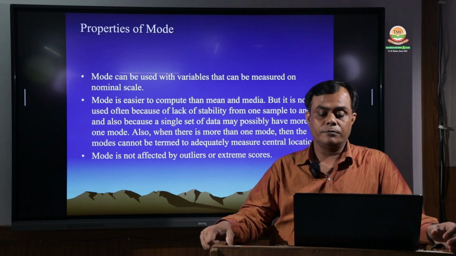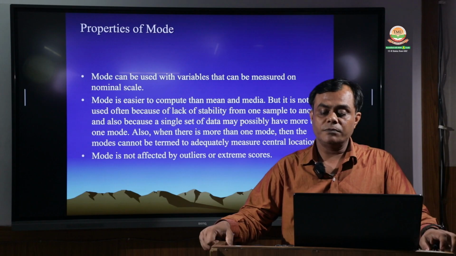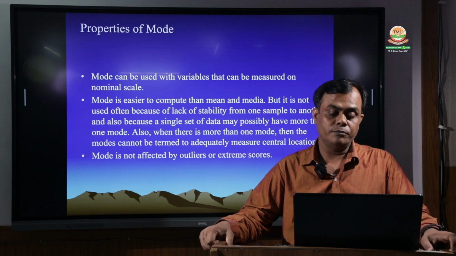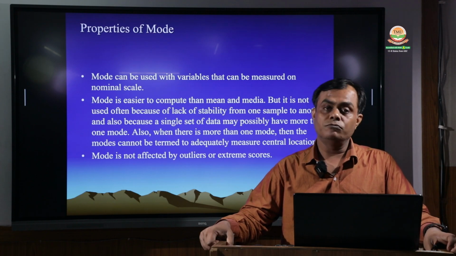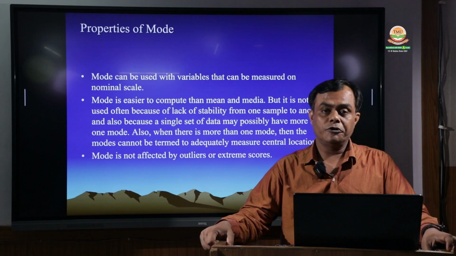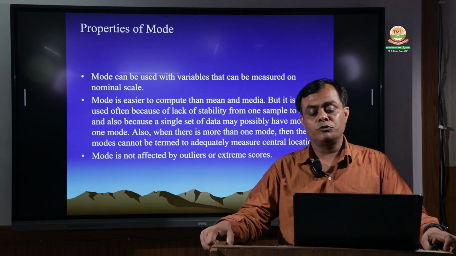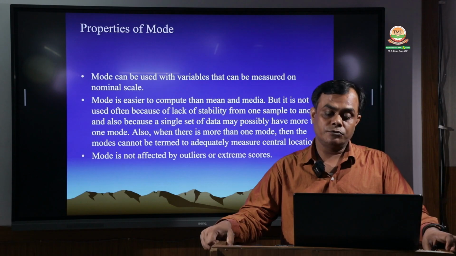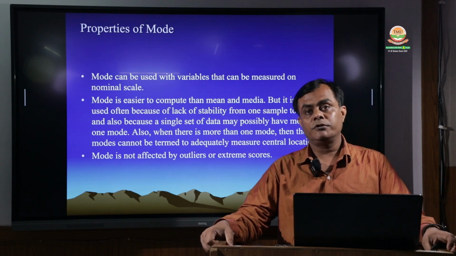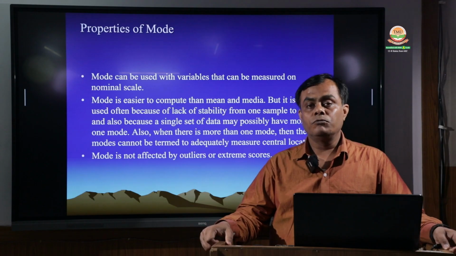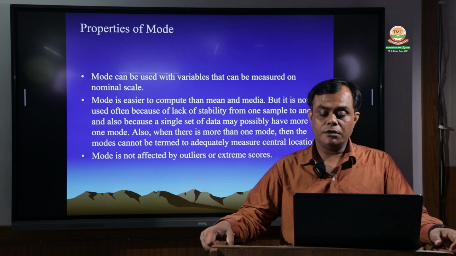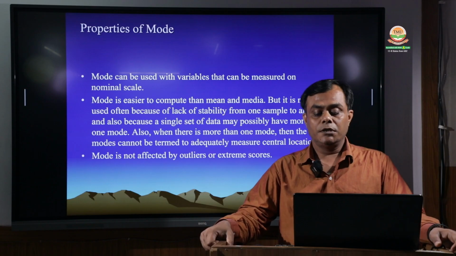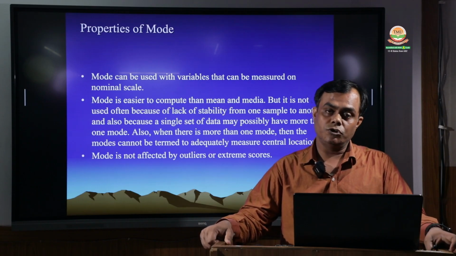But it is not used often because of lack of stability from one sample to another, and also because a single set of data may have more than one mode. If the data have more than one mode, it is tough to calculate, but it is easy to calculate when there is only one mode value. When there is more than one mode, the mode cannot be termed an adequate measure of central tendency location.